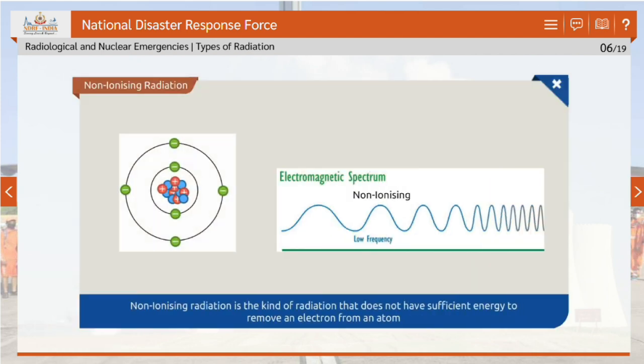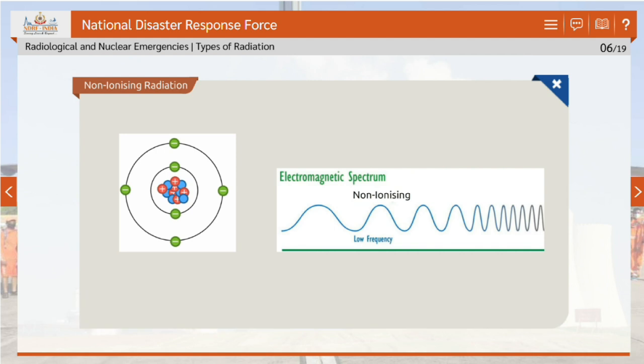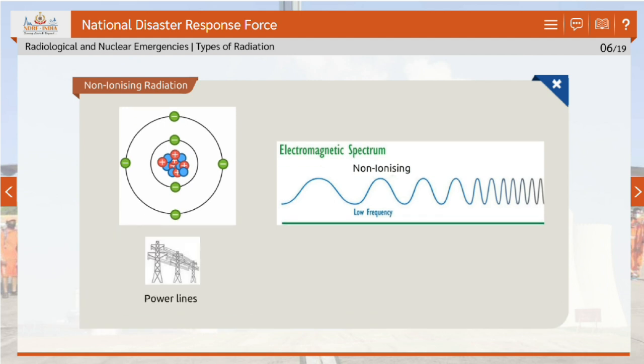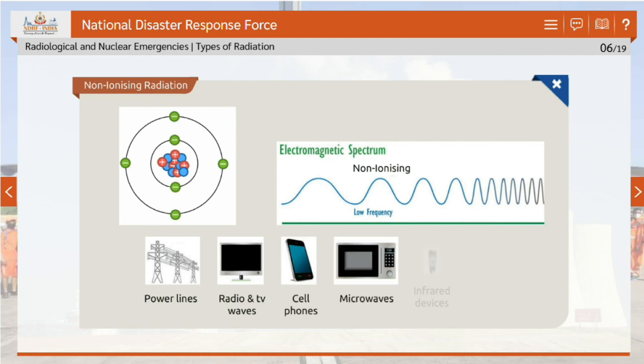Non-ionizing radiation is the kind of radiation that does not have sufficient energy to remove an electron from an atom. For example, radiation from power lines, radio and TV waves, cell phones, microwaves, infrared devices, visible light and so on.